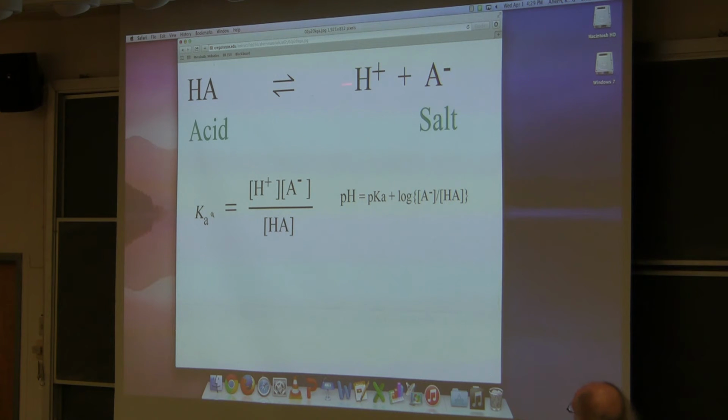Here's what's going on. If I've got a system that has some acid in it, and it has some salt in it, and I start adding protons to it, what's Le Chatelier's principle going to tell us is going to happen? Something is going to gobble up those protons to reduce the concentration of protons. That is going to drive the reaction to the left. I'll have more acid, and I'll have less salt.